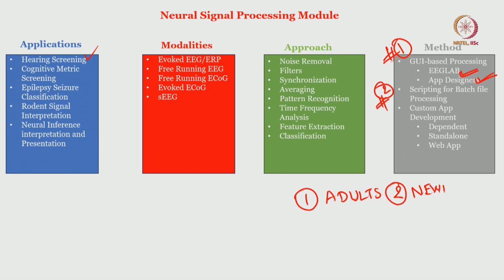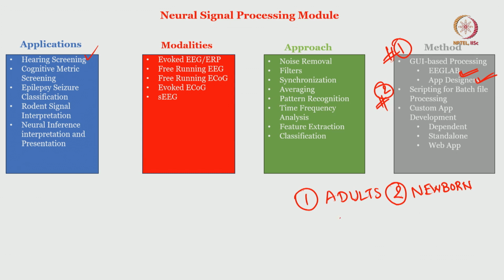Now why is it important? Because when the baby is born, the baby cannot tell you whether it can hear or not. There are some behavioral techniques, but otherwise it's not possible. And if detected on time, you can save the baby from lifetime disabilities. So this is just a brief context. There are 2 modes, adults and newborn.